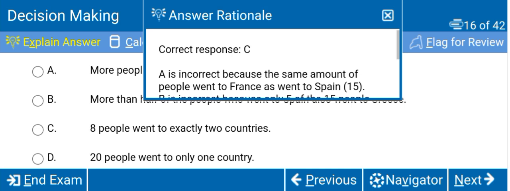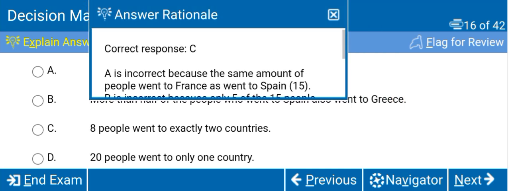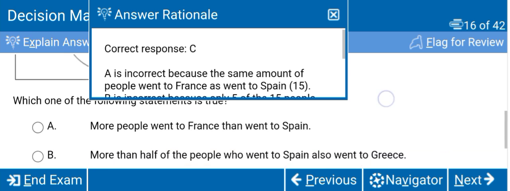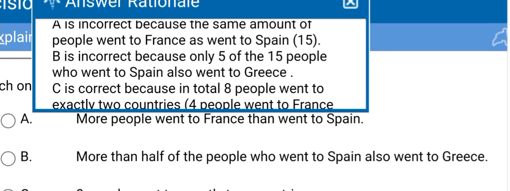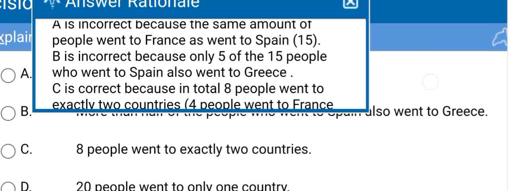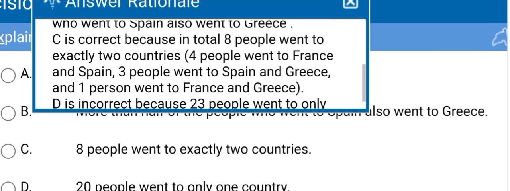because the same amount of people went to France as went to Spain. B is incorrect because only 5 of the 15 people who went to Spain also went to Greece. Then we have option C, which is correct because in total 8 people went to exactly 2 countries.